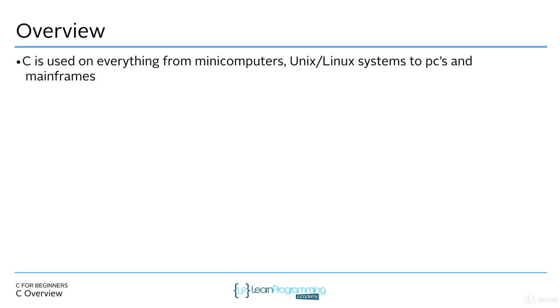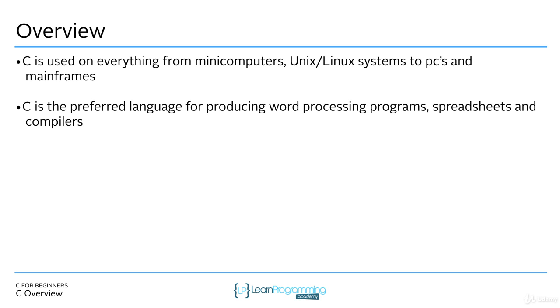It's used on everything from mini computers, different operating systems, mainframes. Like I said, it's widely used, so very useful to learn. It's the preferred language for producing word processing programs, spreadsheets, and compilers. A lot of compilers are written in C. We understood what the term compiler means from our last lecture. This is what takes the source code and translates it to those instruction sets. So you can actually write a compiler, which is just a program, in the C language.